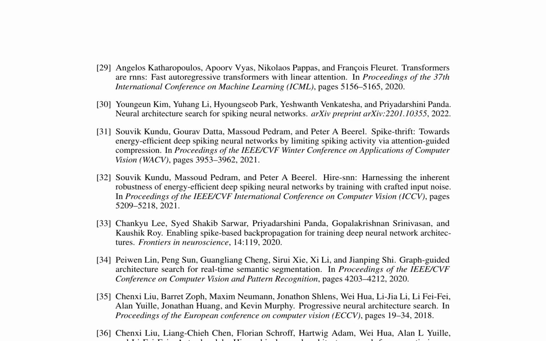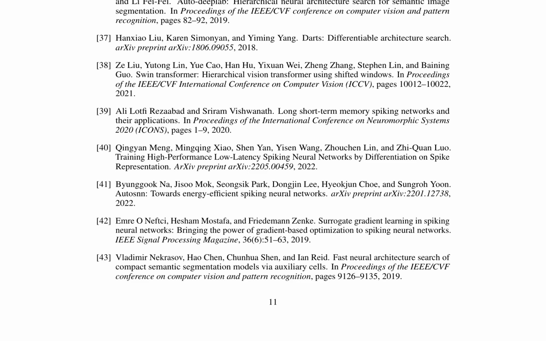To reduce energy consumption in deep SNNs, limiting spiking activity is crucial. Kundu et al.'s spike thrift method achieves this through attention-guided compression. Na et al.'s AutoSNN combines evolutionary algorithms and gradient-based optimization techniques to create energy-efficient SNNs. Surrogate gradient learning in SNNs, introduced by Neftci et al., enables the application of gradient-based optimization methods to SNNs.